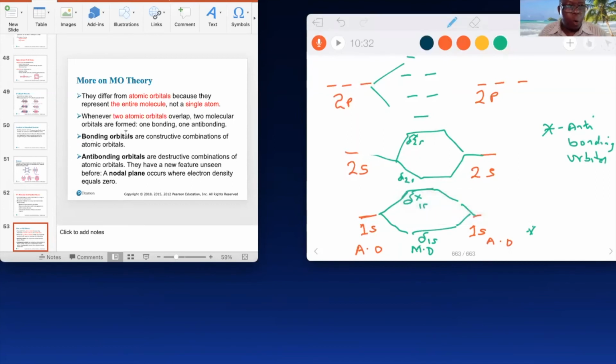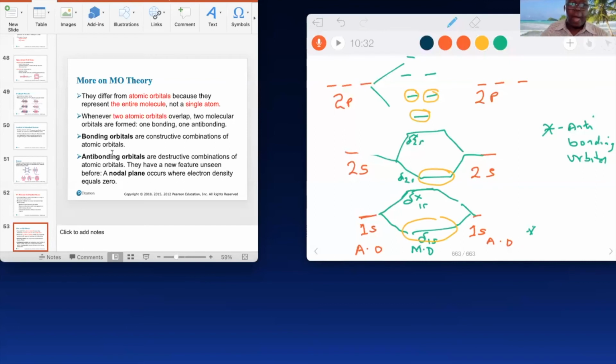These bonding orbitals are constructive, and they are always below. Let me circle the bonding. If you look at this, this is the bonding right here. This is the bonding. The star is anti-bonding. This is the bonding, this is the bonding. These are anti-bonding. The ones I left out in the molecular orbitals are anti-bonding, so that you know where they are.